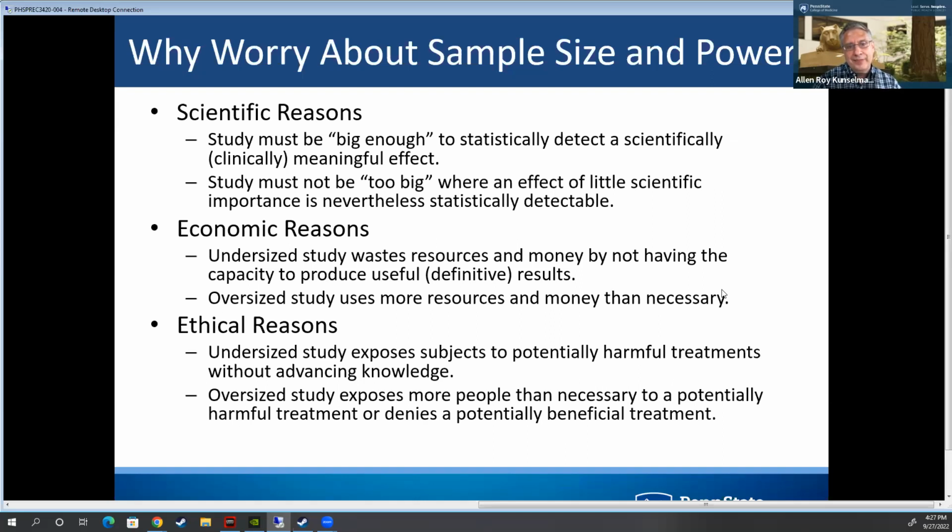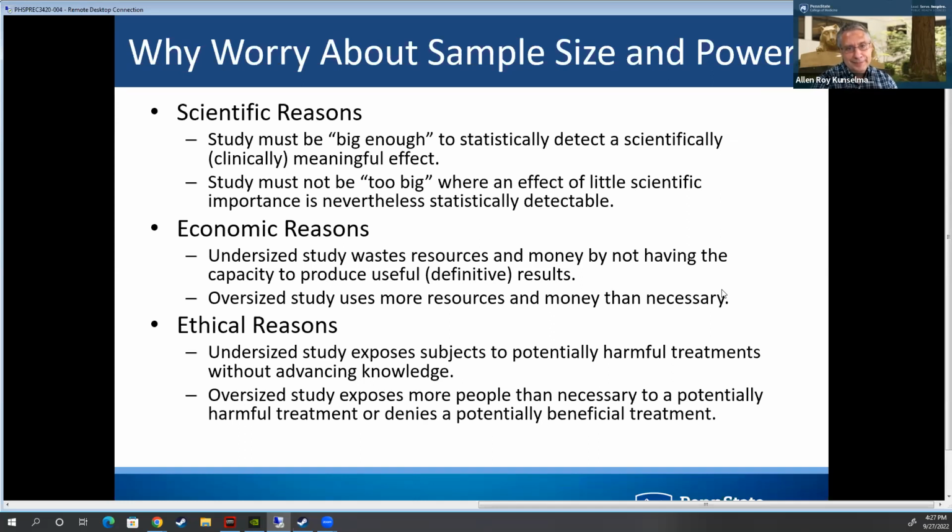So what will be a scientifically meaningful effect? Well, I think if we could reduce that by 25 millimeters of mercury, going from 160 to 135, a lot of physicians would say, yeah, that's a scientifically meaningful effect. So you want to get enough people to show that 25 millimeter mercury drop between the placebo group, which we assume is going to stay at 160, and the treated group that's going to go down to hopefully 135.